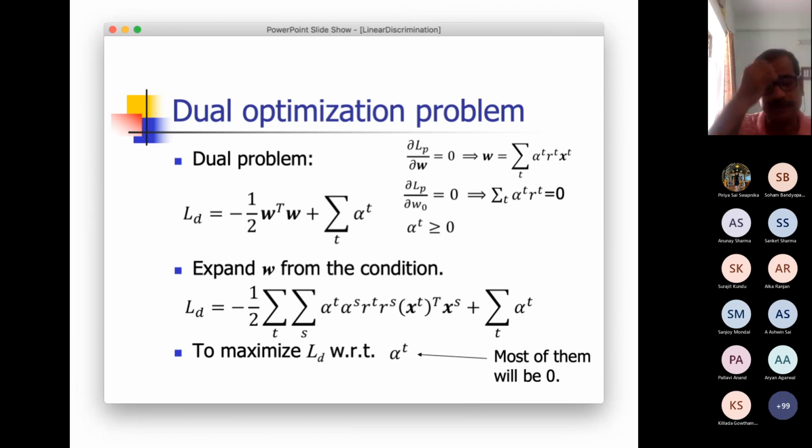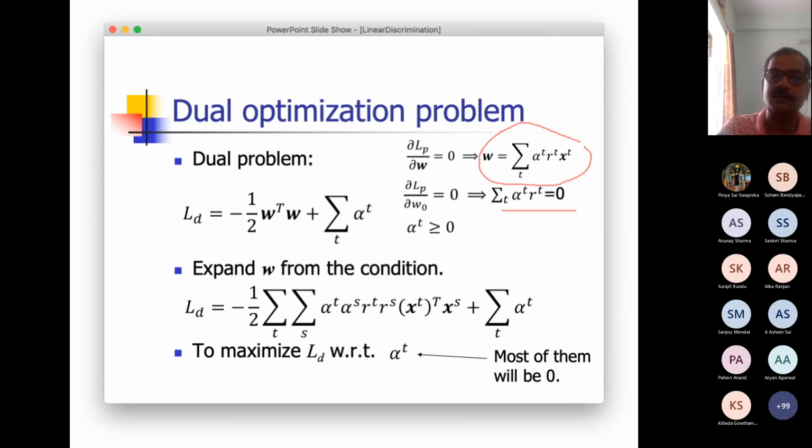And you'll observe that most of them would be 0. That's the result I'm talking about. So there is a method by which this can be solved. We are not discussing the method, rather we'll assume that there is a tool by which you can solve this and get the values of alphas after maximization. And then once the values of alphas are known to you, from there you can derive the weight vector W by applying this equation.